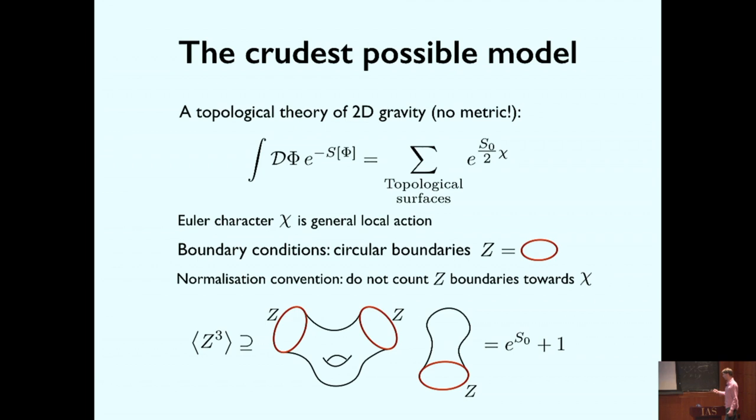Okay, so for example, the Z-cubed amplitude is the sum over all geometries with three boundaries. And a geometry is just some surface that has three circular boundaries. So here's one contribution. This piece here is a disk. It gives me e to the S naught. And this has one handle, so it's a torus. It has Euler character zero. Why don't you write times one there? Because I made a mistake.